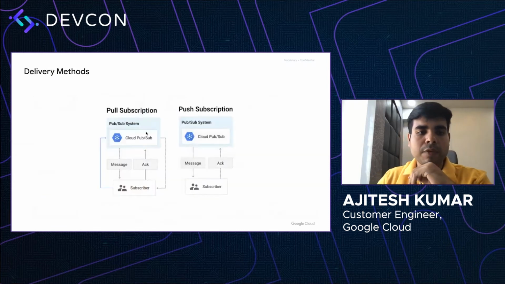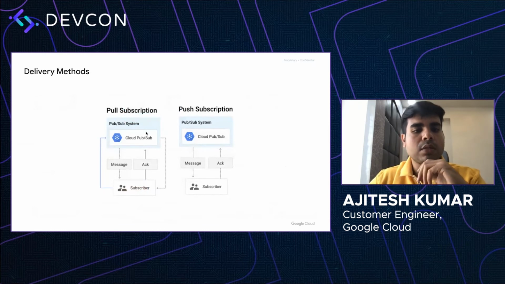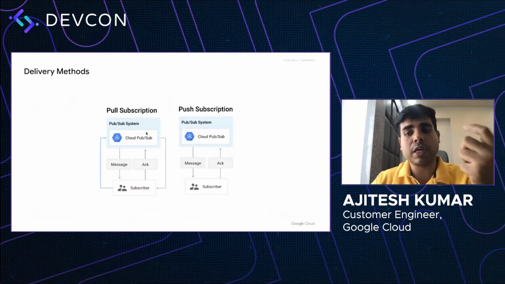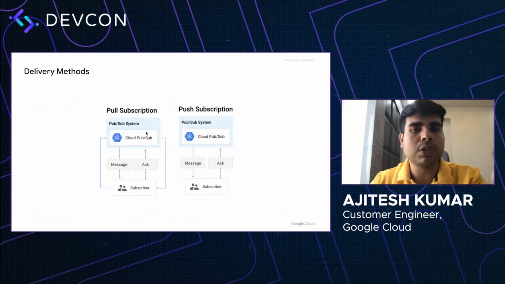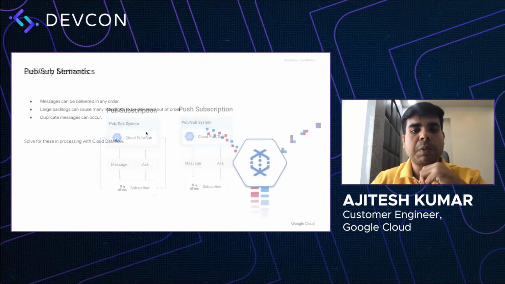Now, in PubSub, you have two delivery methods. One is pull subscriptions, and the other one is push. Pull is where your subscriber pulls the data from the topic, and push is where your topic pushes the data to the subscriber. So those are basically the two delivery methods provided by PubSub.